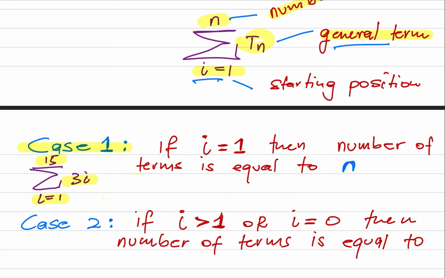We will find the number of terms because we know that case 1 says that if i is equal to 1, then the number of terms is equal to n. So that means our number of terms is just 15. Since we know that i is 1, then n is equal to how much? 15. So the number of terms is just 15.